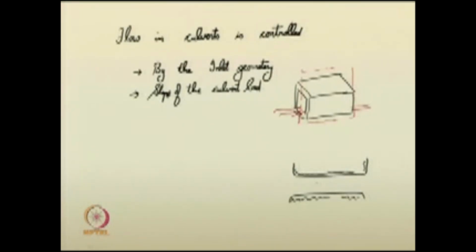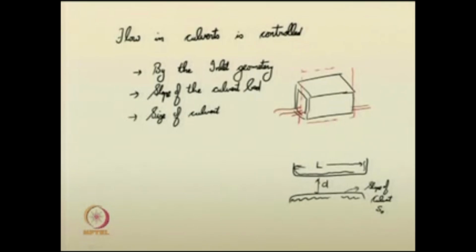So, you have the depth of the barrel, which may be called D, you have the length of the culvert, which may be called L, then the slope of this culvert, you can call it the bed slope of the culvert as S0. So, the slope of the culvert bed is also important. Size of culvert: what is the size of the opening given here? That is also quite important.